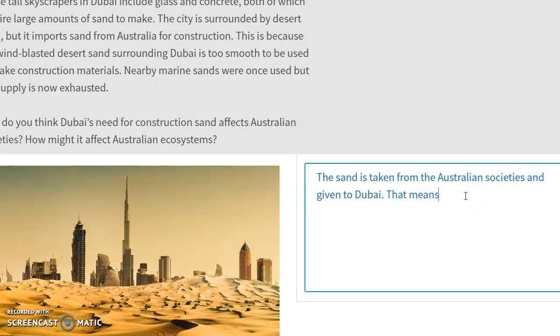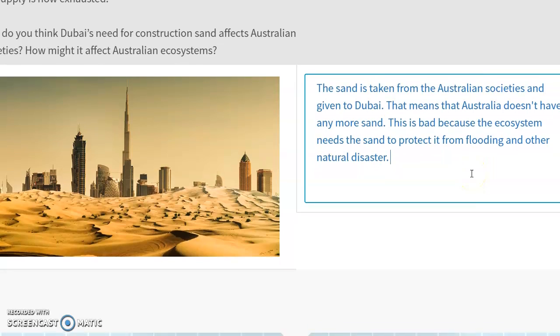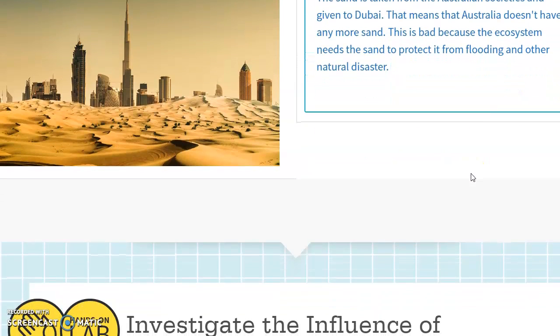So if they give it to Dubai, that means that Australia doesn't have any more sand. This is bad because the ecosystem needs the sand to protect it from flooding and other natural disasters. So Australia gives them all the sand, so now Dubai's protected. They've got enough sand, but Australia is now in danger.